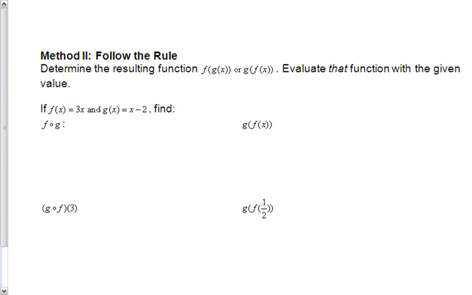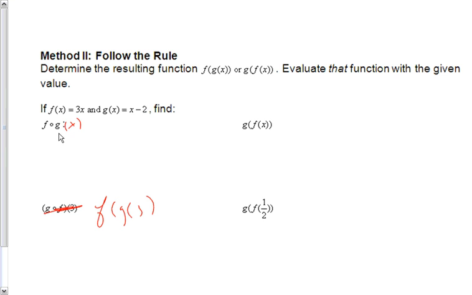So, the second method is follow the rule. Find the rule, and then plug it in. Right? So, I have some g of f of 3, and I have g of f of 1/2. I'm going to change this one to f of g of 3. Right? So if we could determine our f of g of x function, we can then just plug in 3 and see what happens. All right.